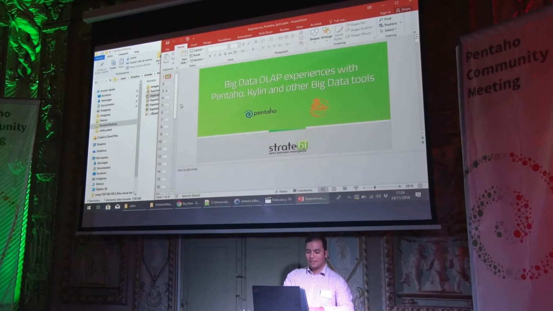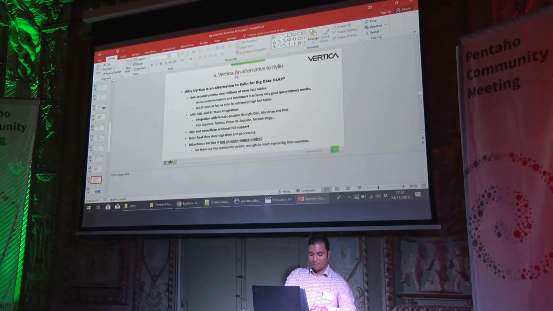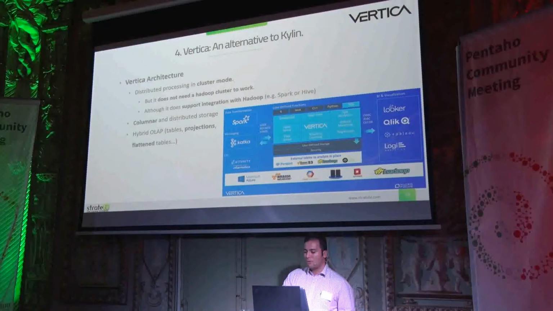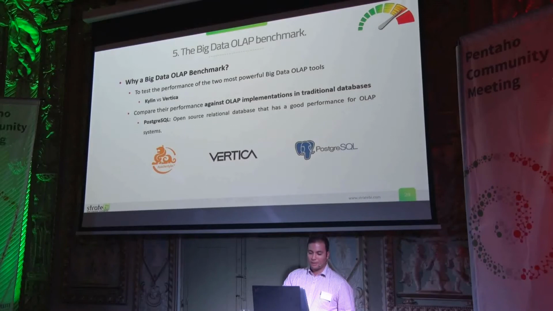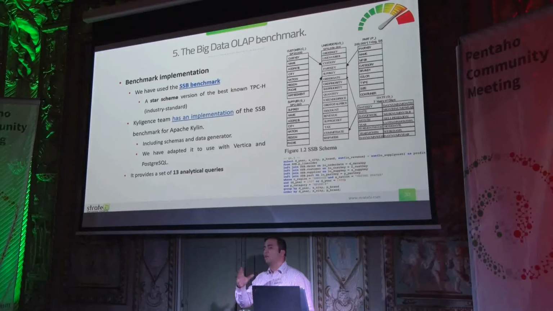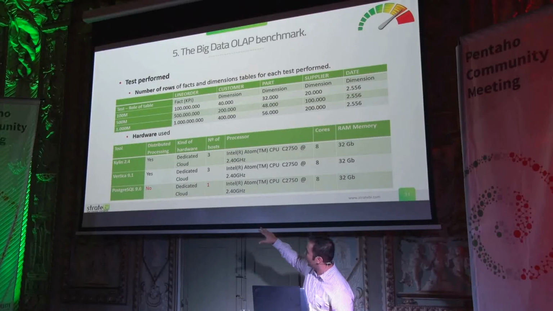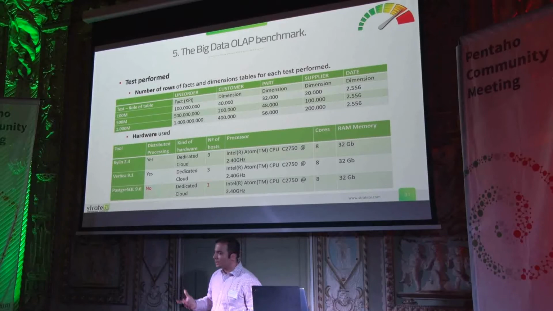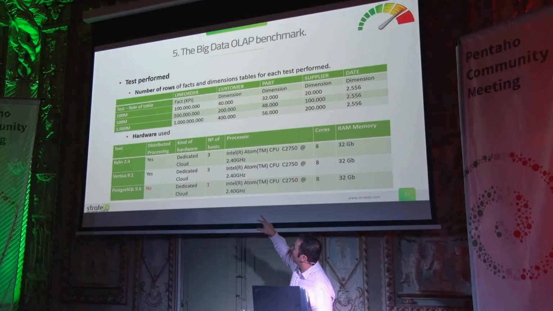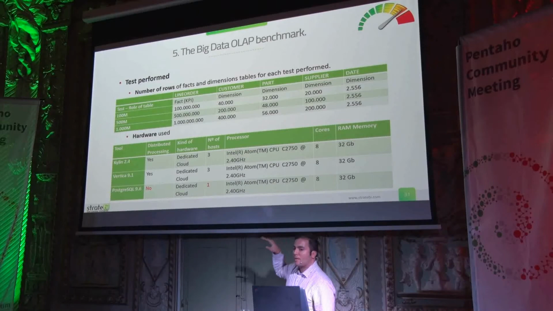So we performed a standard benchmark, TPC-H, but a variation for star schema, typical of data warehouses. And we also compare with PostgreSQL in order to compare with another relational database that is not a big data database. We have deployed two clusters for Kylin and Vertica, but none for Postgres because we use an original Postgres. And we have performed three tests. The most aggressive is the third, with 1,000 million rows.